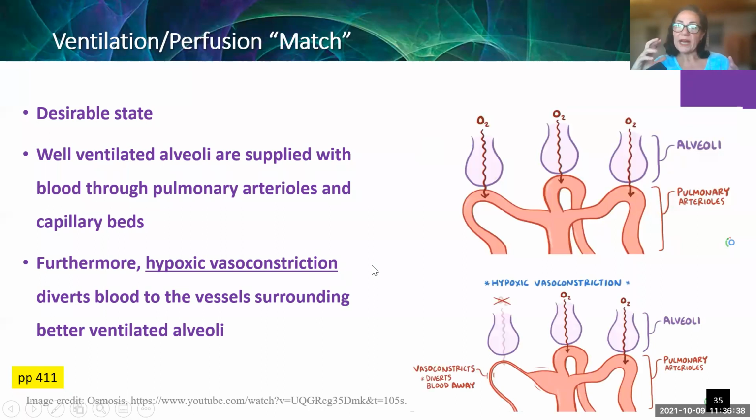There is this mechanism that our bodies have to match ventilation and perfusion like this, so that if there is hypoxia, if there's less oxygen here in this alveolus, that's going to cause hypoxic vasoconstriction. So in the smooth muscle that's in this arteriole, it closes down a little bit, increasing the pressure here and diverting more blood to the other places where there's more oxygen to be had.